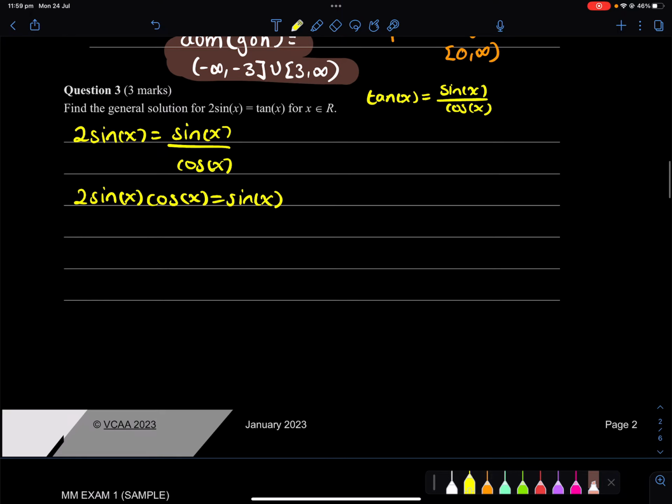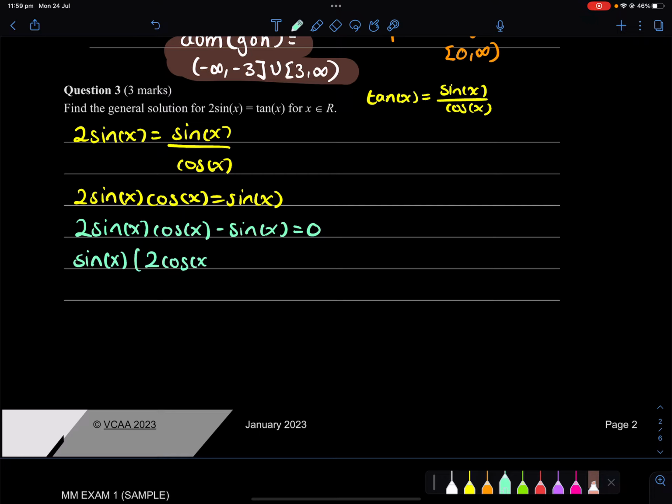All right. Now, a lot of students, this is where they make the mistake. They divide by sine of x to get rid of it. They think that they can divide it. Now, yes, you can divide it, but the problem is you will be missing out on a solution. So don't do that. That's the biggest mistake that students make. This is what you should do. You want to bring that sine over here. So we're going to say that 2 sine of x cos of x minus sine of x equals 0. Factor sine of x out.